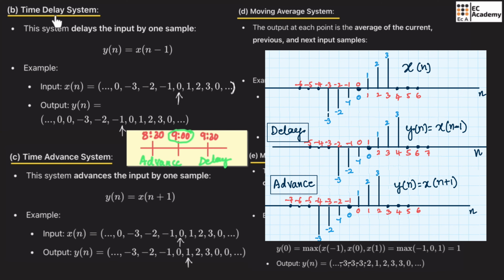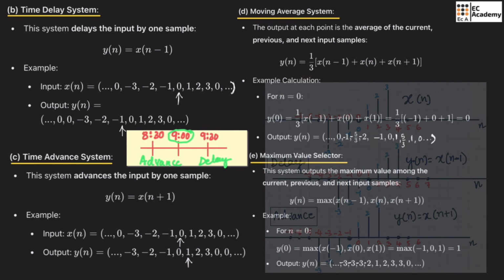Here you need to remember, to perform the delay operation for the input sequence, you need to shift the sequence towards the right-hand side, and for the advance operation you need to shift the sequence towards the left-hand side. So if you remember this, you can easily perform the operation.